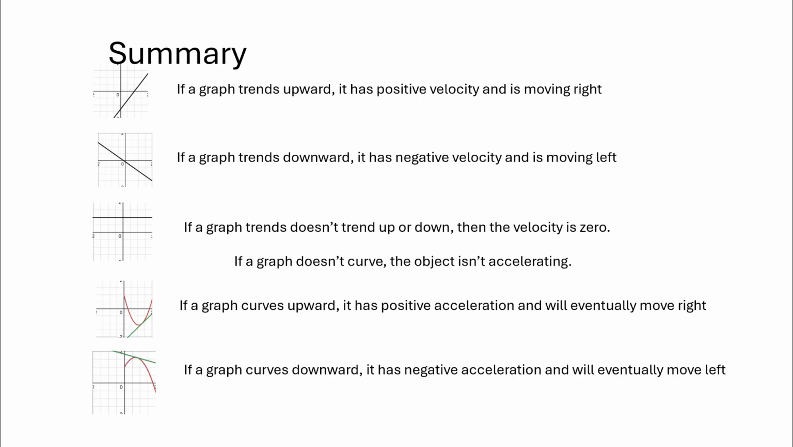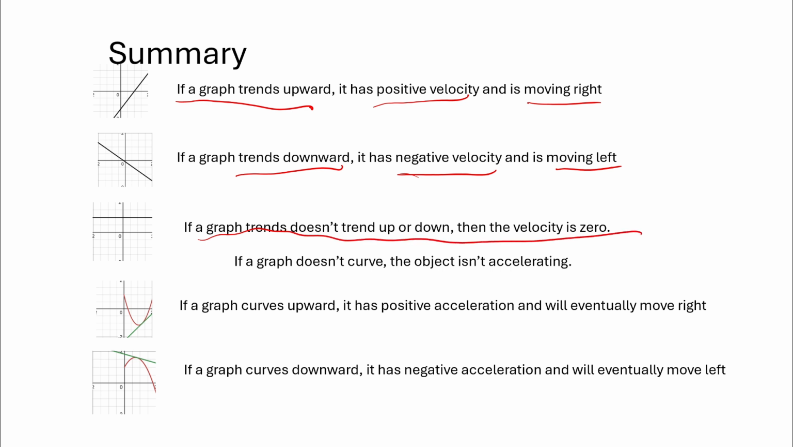If a graph trends upward, it has positive velocity and is moving right. If it trends downward, it has negative velocity and is moving left. If a graph doesn't trend up or down, then the velocity is 0. And all three of these are this case. If a graph doesn't curve, then the object isn't accelerating. It's moving at a constant speed, okay?